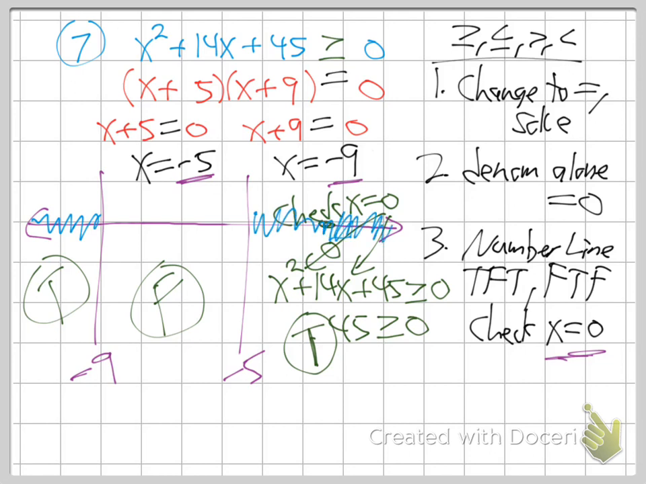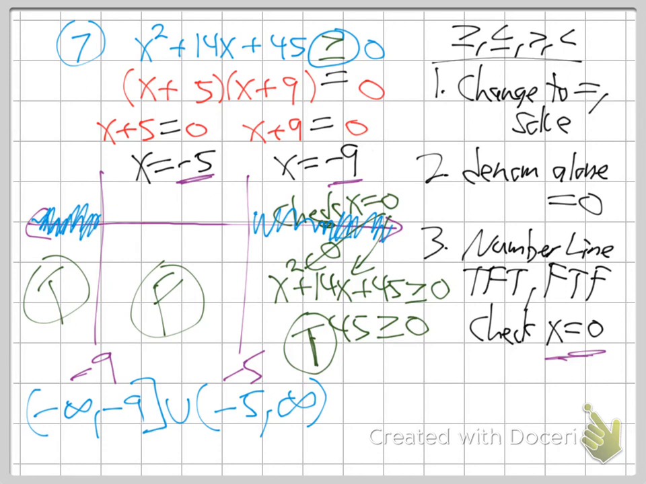So how do you say this first true section over here? Negative infinity to negative 9, united with negative 5 to infinity. We had the bar, so with the bar comes the bracket, right? Yeah, on the numbers. So on the negative 9 and on the negative 5 should be brackets.